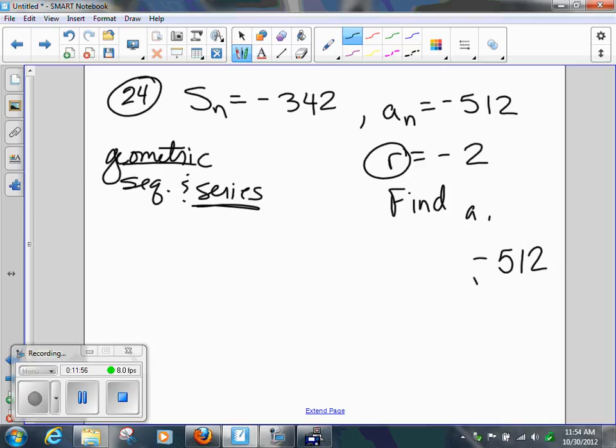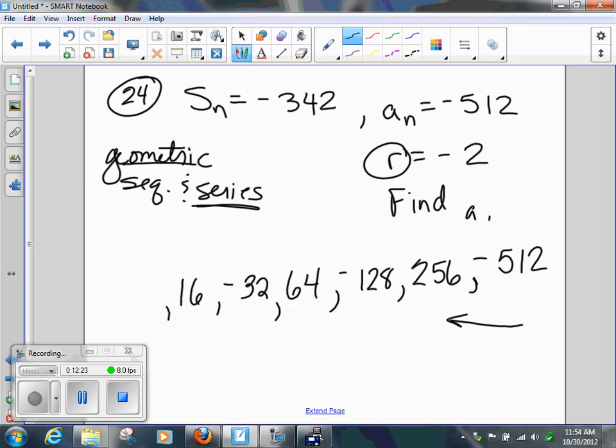So I took negative 512 and divided by negative 2, and it gave me 256. I start here and go backwards. I divided 256 by negative 2 and got negative 128. Divided by negative 2, it gave me 64. Divided by negative 2, it gave me negative 32. Divided by negative 2 and gave me 16. And I kept going.